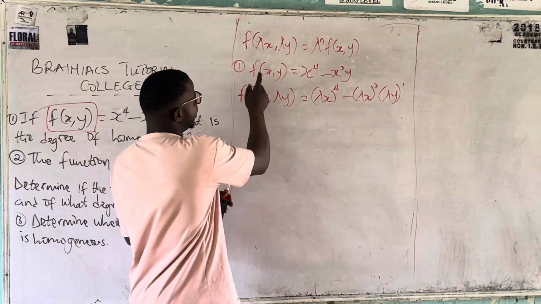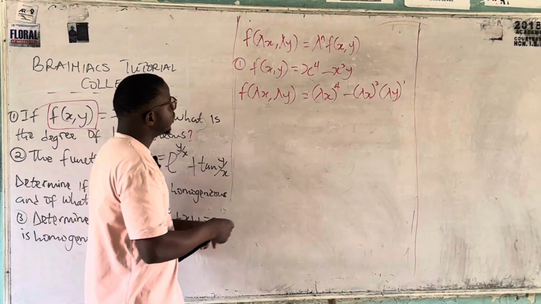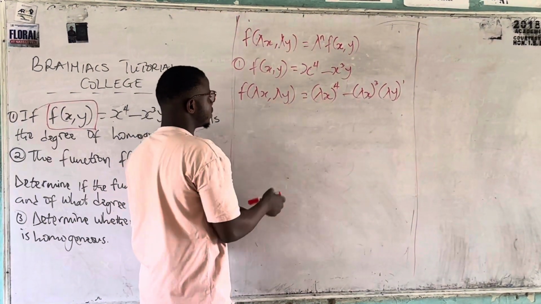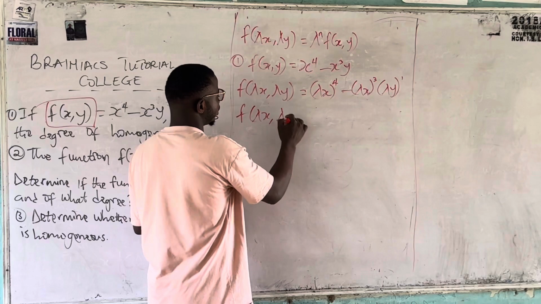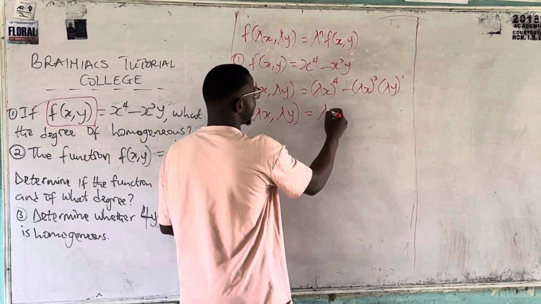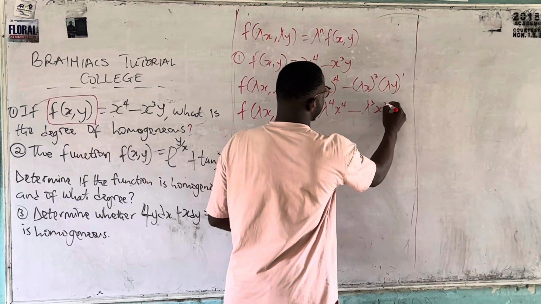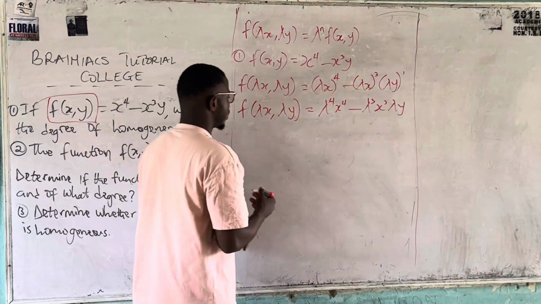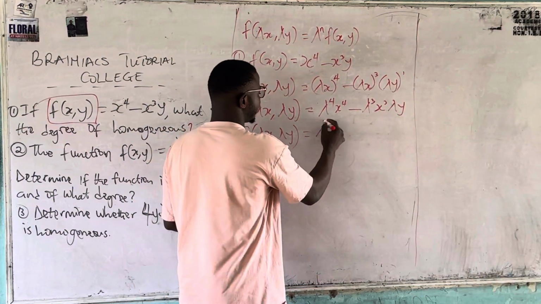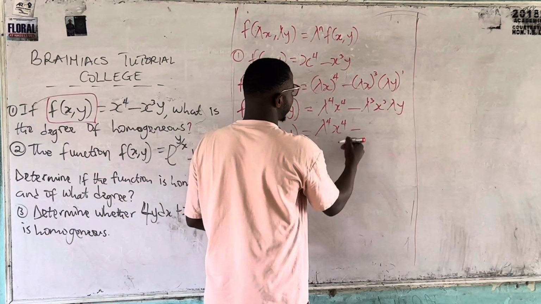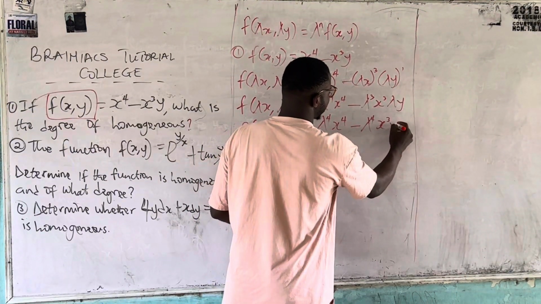So now don't forget, the function given is f of x comma y equals x raised to power 4 minus x cubed y. So wherever we see x, we change it to lambda x, and wherever we see y, we change it to lambda y. So from here, we have f of lambda x comma lambda y is equal to, this one gives us lambda raised to power 4 x raised to power 4 minus, this one gives us lambda raised to power 3 x raised to power 3, and this one gives us lambda y. So now f of lambda x comma lambda y is equal to lambda raised to power 4 x raised to power 4 minus lambda raised to power 3 times lambda, that will give us lambda raised to power 4, here we have x cubed y.